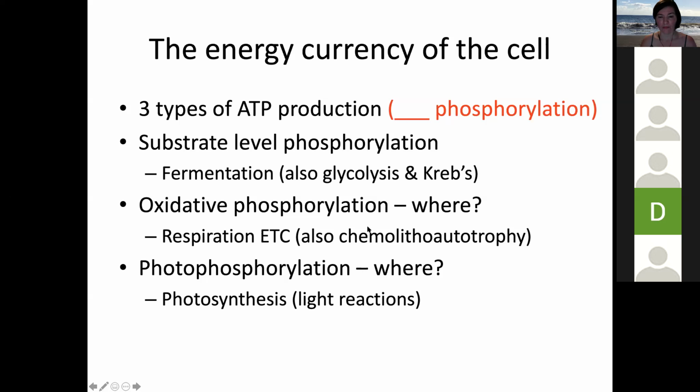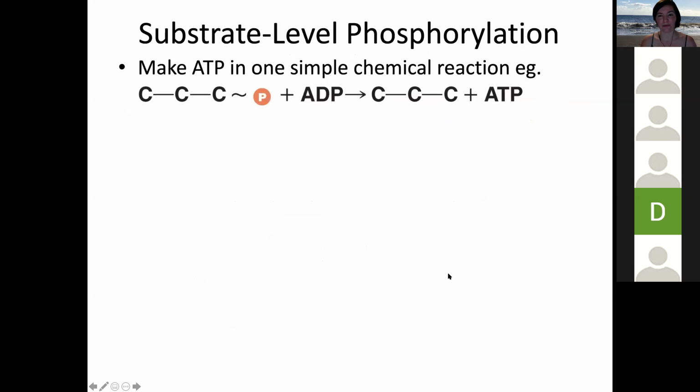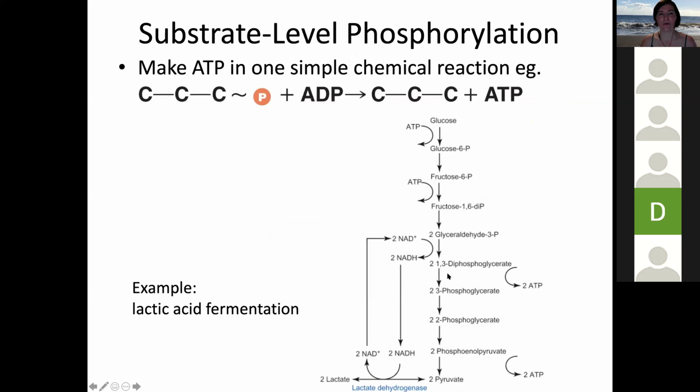So we want to think about where these things are happening. Oxidative phosphorylation primarily happens in the electron transport chain of respiration, and photophosphorylation happens during the photosynthesis light reactions. So these slides here remind us of what those types of ATP production look like. And this is out of your video lecture.